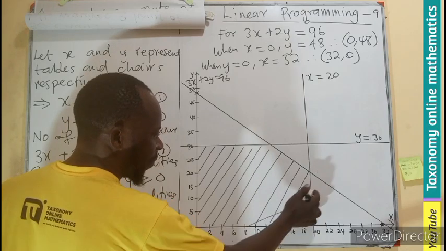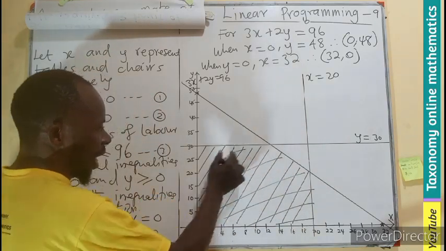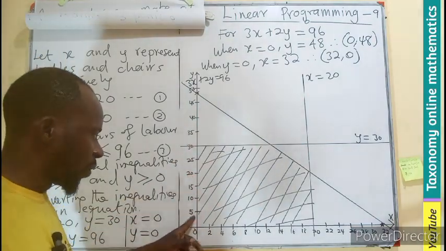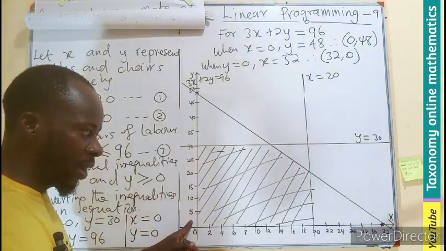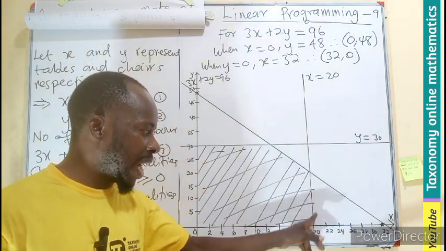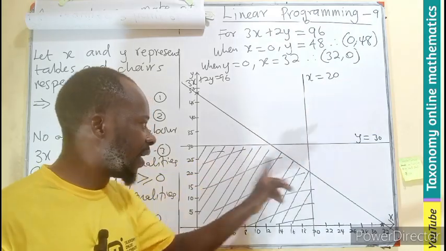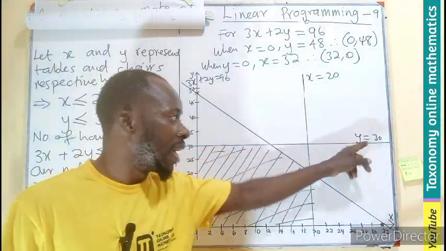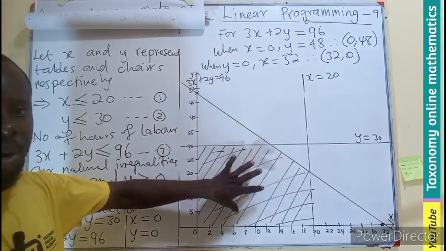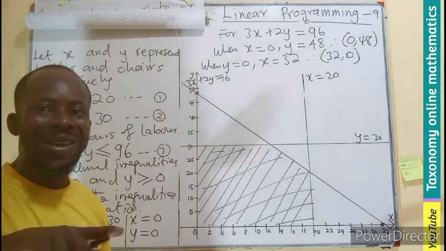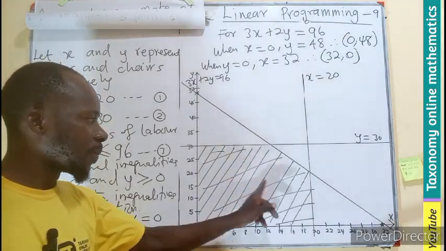If you check carefully, you can see that all the lines are forming sides of the polygon. This line is x equals 0. This line is y equals 0. This line is x equals 20 and this line is y equals 30. So this is the polygon. The question is asking for us to shade that region. So the region we are shading is this.